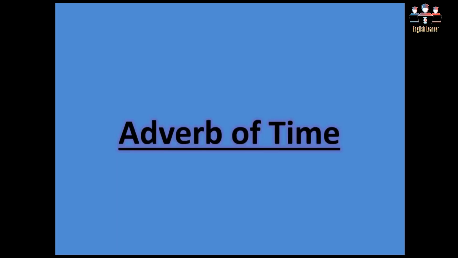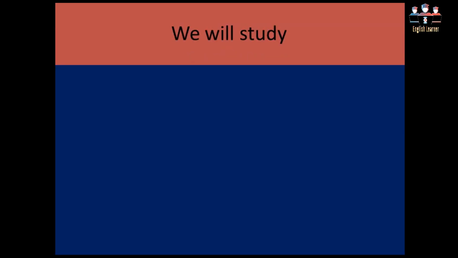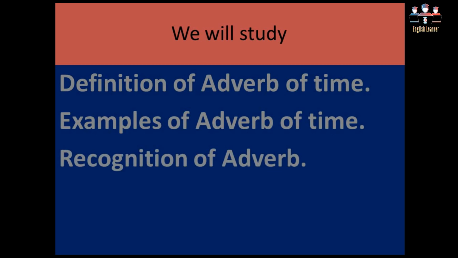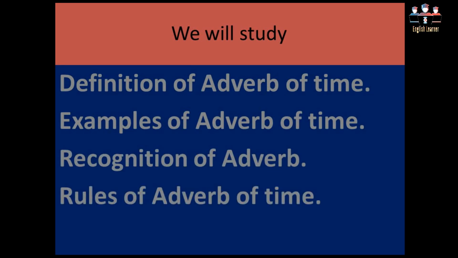Today we are going to deal with another important topic from the category of adverbs. In earlier videos we dealt with what is an adverb and one of its types, that was adverb of manner. So today we are going to deal with the second type of adverb. It is adverb of time. We will study in this lecture the definition of adverb of time, examples of adverb of time, recognition of adverb of time, and rules regarding the writing of adverb of time in a sentence.